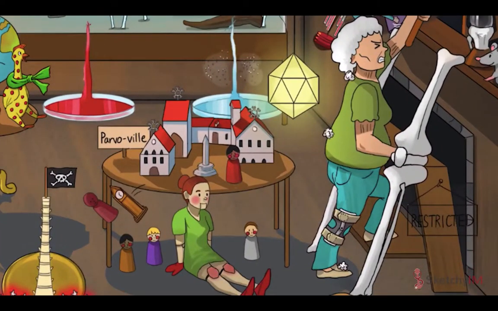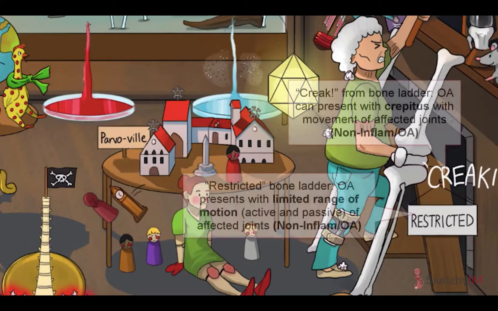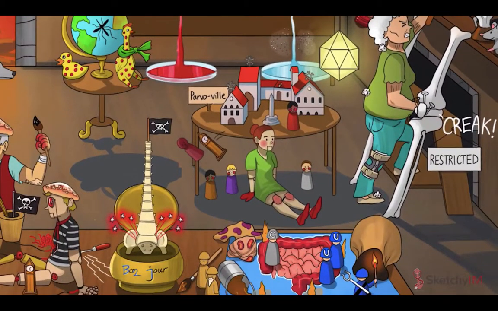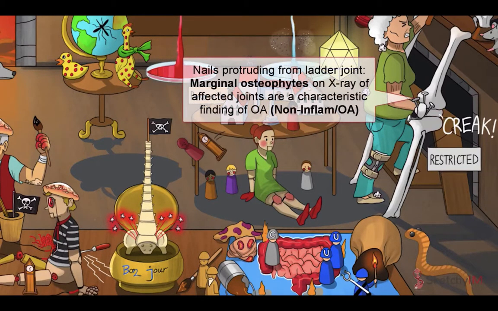The joint exam typically reveals a reduced range of motion, both active and passive. You may also hear crepitus with joint movement, especially in the knee. Diagnosis of OA can be made without the use of radiography in patients with the usual clinical presentation and age group. Patients with atypical features may require radiographic imaging of the affected joints.